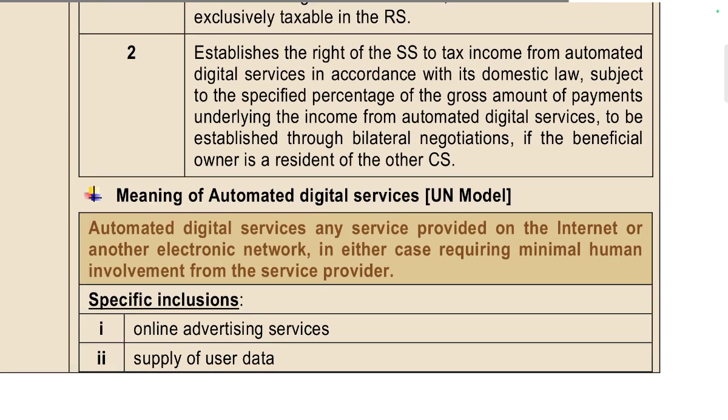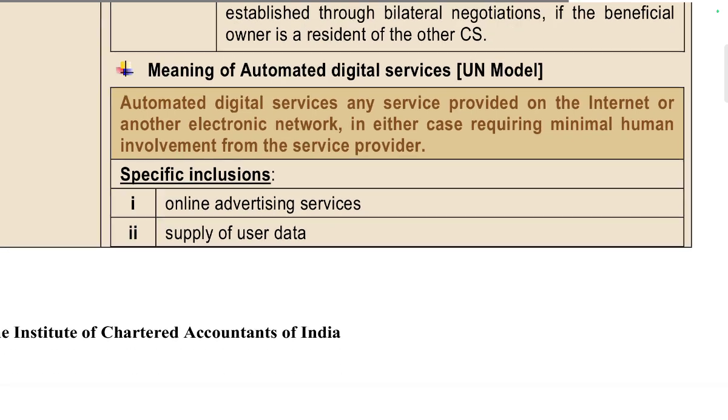Meaning of automated digital services in the UN model. An automated digital service is any service provided over the internet or another electronic network, in either case requiring minimal human involvement on the part of the service provider. Specific inclusions are online advertisement services and the supply of user data.